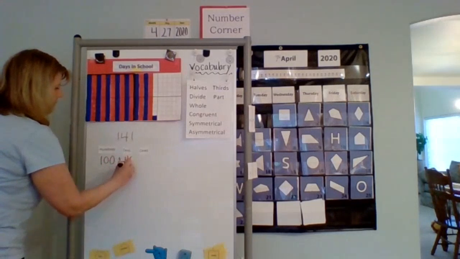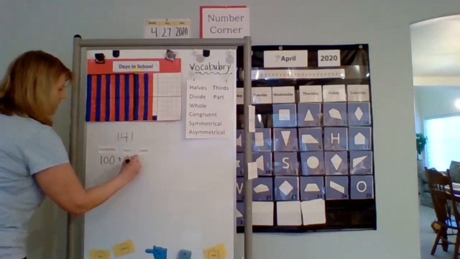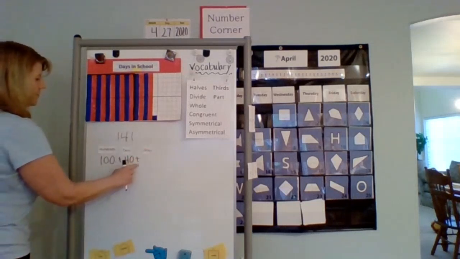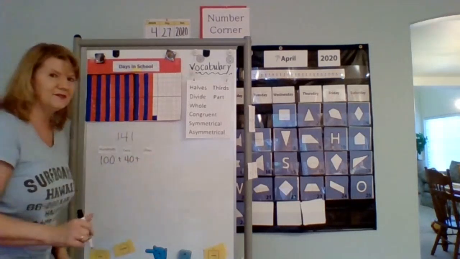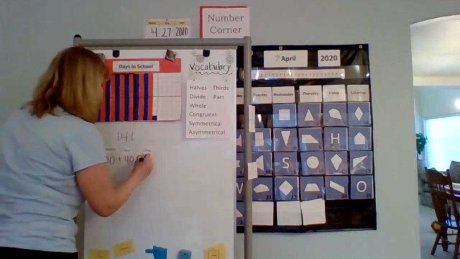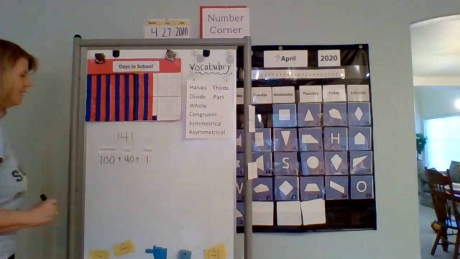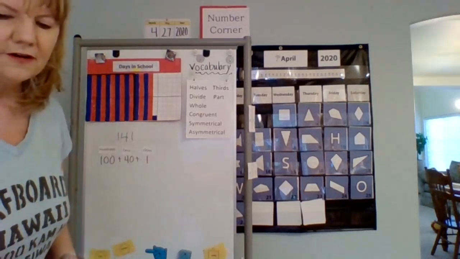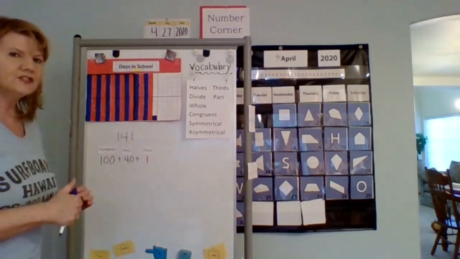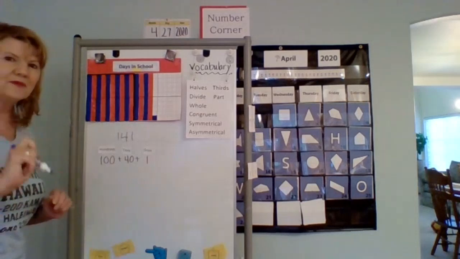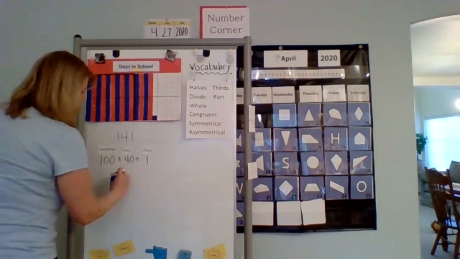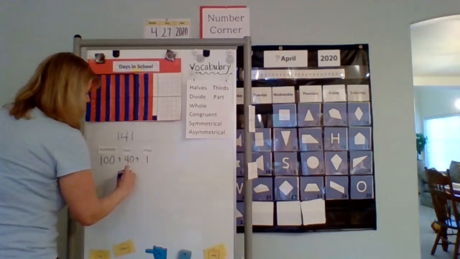4 tens is 40. So I write 40. 100 plus 40 plus how many ones do we have? That's right, we have 1. Okay. I'm going to use a different color marker and I'm going to do one more number for you in the expanded form. I'm going to use 236.